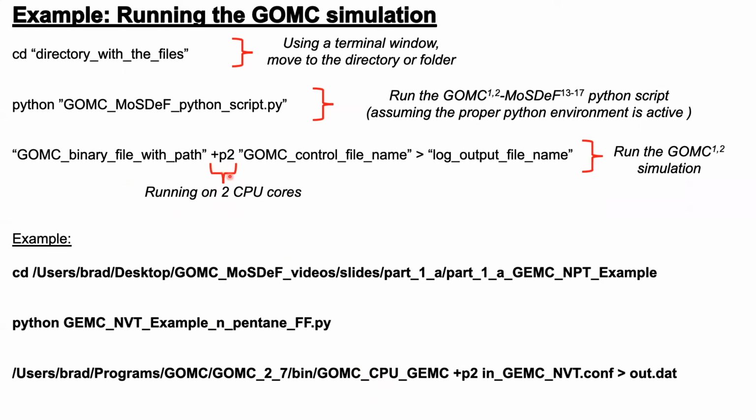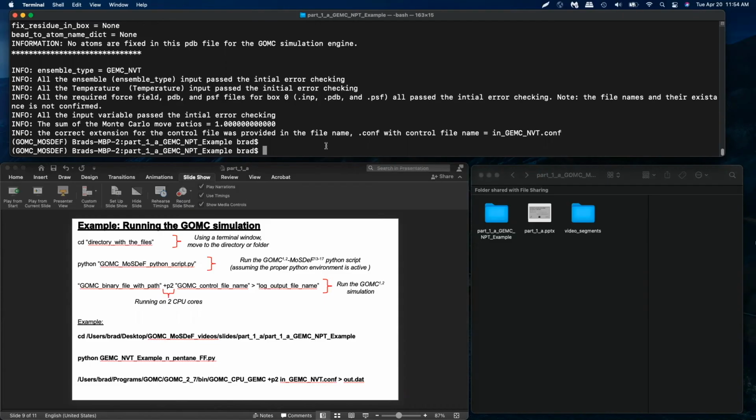And then this option selects the number of CPU cores you want to use. And then finally, the GOMC control file name that you'll be reading the input and/or instructions on how to run the GOMC simulation. And then here we're just signifying that we want to output all the data to a log file, which can be named anything you really desire. And then we're going to go through an example running this in a terminal window. We'll show you simply how to do that.